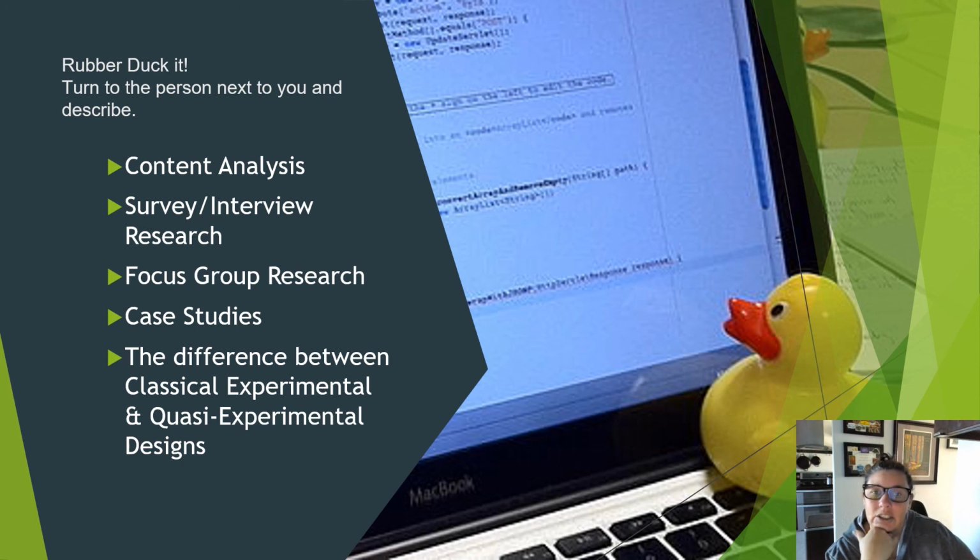And I actually used to do this. I did learn this from a computer programmer. This is a real thing and it really works. So I know it might feel silly, but please take my word and try it. So your goal here is to rubber duck content analysis, surveys, focus groups, case studies, and explain the difference between classical experimental designs and quasi-experimental designs.